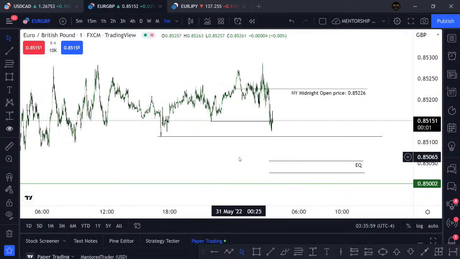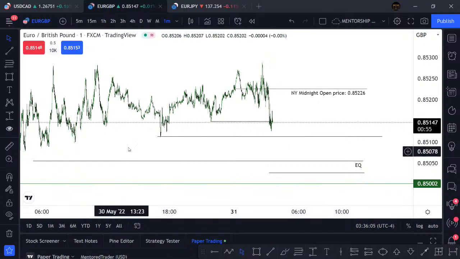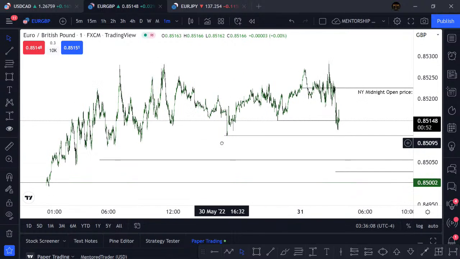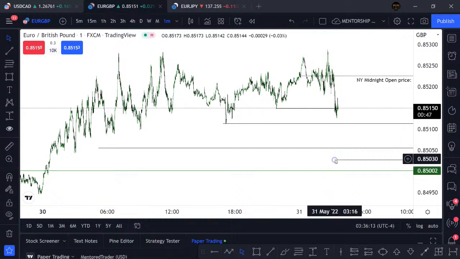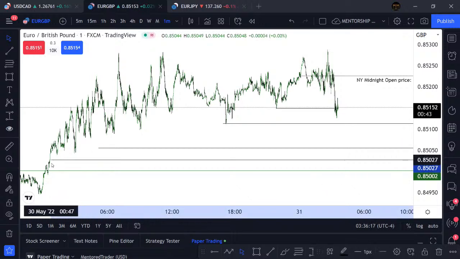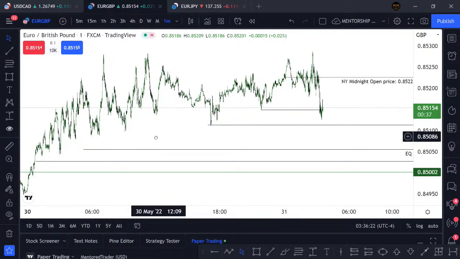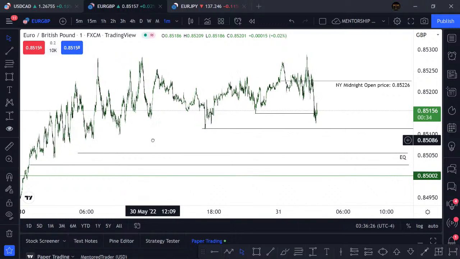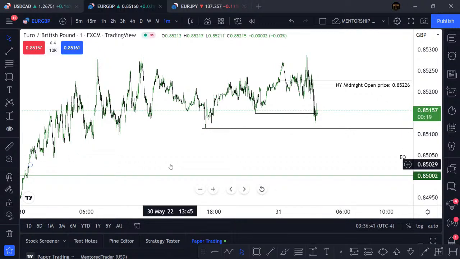So let me extend these levels and see what happens on the left hand side. You see below these levels we have the equilibrium, then below the equilibrium we also have another low. Boom, right there. So what you do is you wait on the euro pound. If you want to go long, you wait. If you went short, you should have your take profit at the equilibrium, the 50 level. Below this low, we have the 50 level and the entry point.